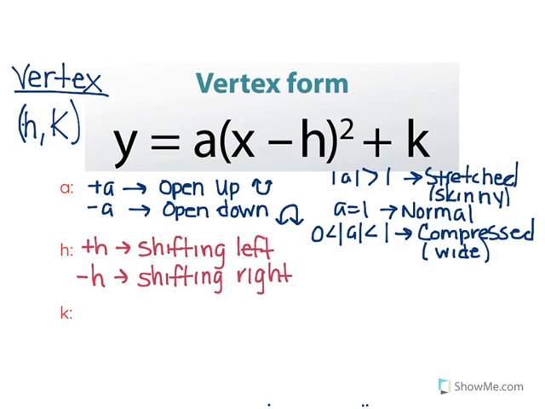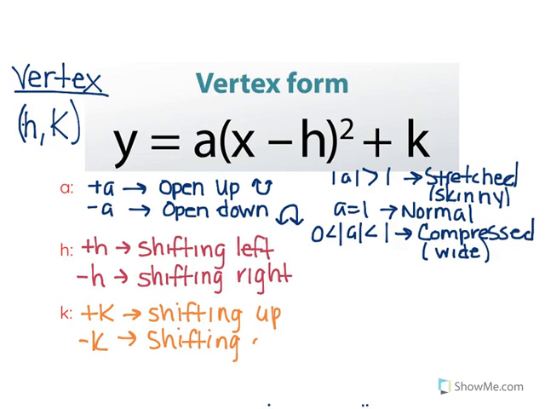And then lastly, we have our K value. If it's positive, that means that we're shifting up. And a negative K value means that we're going to shift down. This is just the movement of the vertex of the parabola. Where is the vertex moving? Remember that the original equation without any transformation starts at (0, 0). And then the H and the K are going to dictate where it moves around the graph.